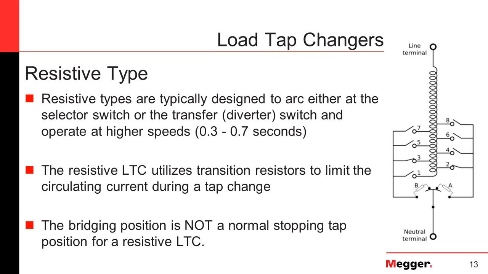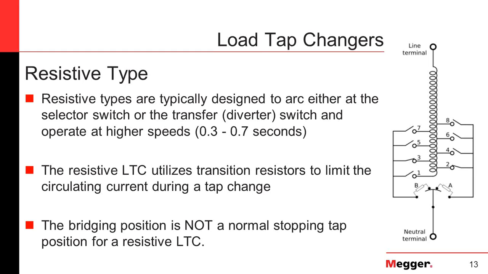In this case, they do run as fast as active types. Inductors are reactive resistors to limit the current during a tap change. There is, in this case, no bridging position. They do not stop in the middle. They simply go from one tap to the next.